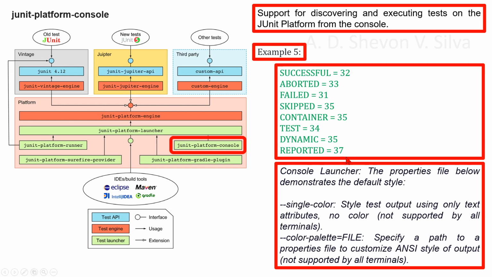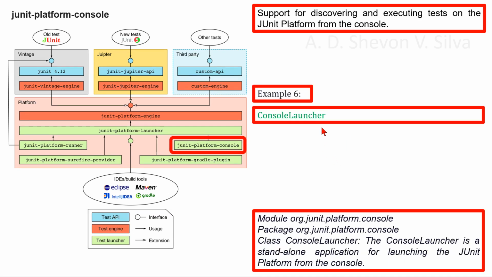The colors used in the output of the console launcher can be customized. The option single color will apply a built-in monochrome style, while color palette will accept the properties file to override ANSI SGR color styling. The properties file here demonstrates the default style: successful equals 32, aborted equals 33, failed equals 31, skipped equals 34, container equals 35, test equals 34, dynamic equals 35, and reported equals 37.